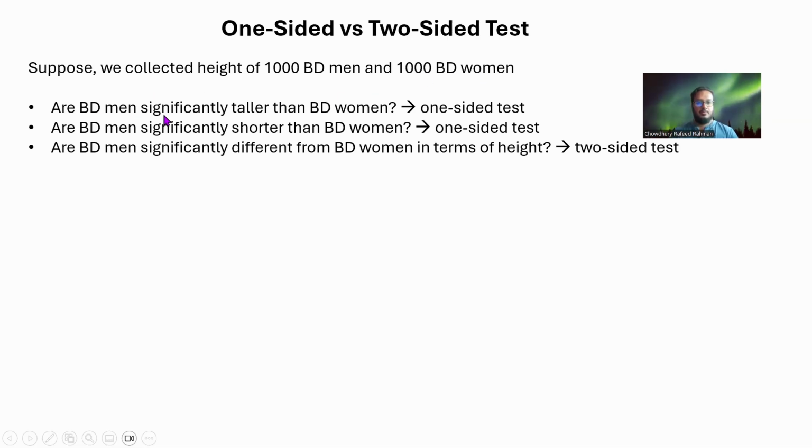One is, are BD men significantly taller than BD women? So this is a one-sided test because we are saying significantly taller. That means it's in the positive side. Or you can say, are BD women significantly shorter? It's in the negative side, so it's also one-sided. But you can also ask, are BD men significantly different from BD women in terms of height? So when I say different, it can be either taller or shorter, doesn't matter. So this is where two-sided test comes into play.